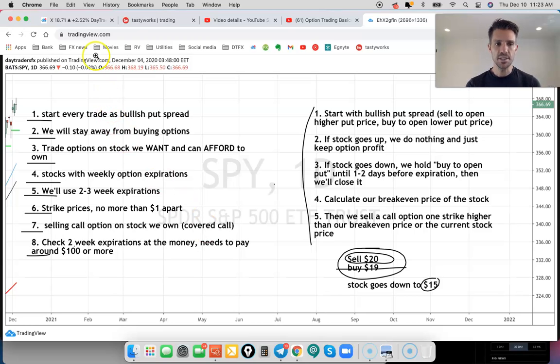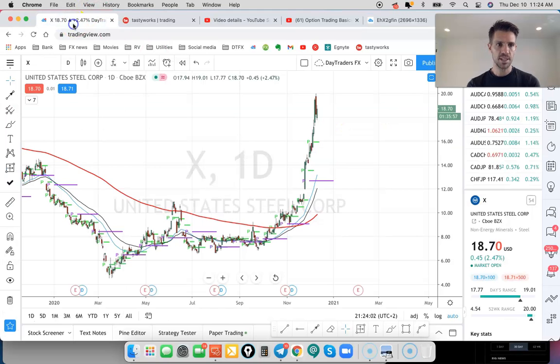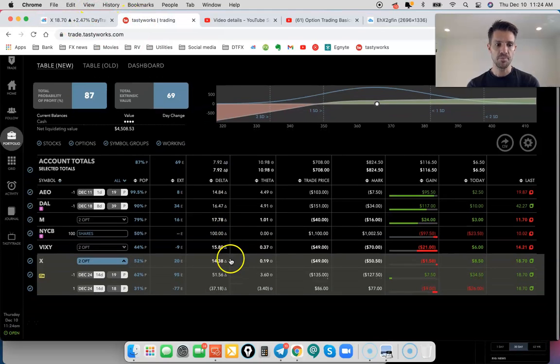So let's talk a little bit about what all this means. Number one, in my strategy, I start everything with a bullish put spread. That means I sell to open the higher put strike price, and I buy to open the lower price. In this example, let me show you an example actually.